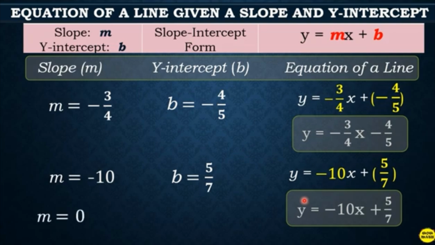Now, what if you have m is equal to 0 and then your y-intercept is negative 6. Now, if you can still recall yung video tutorial natin doon sa describing the graph of the line given the intercept.